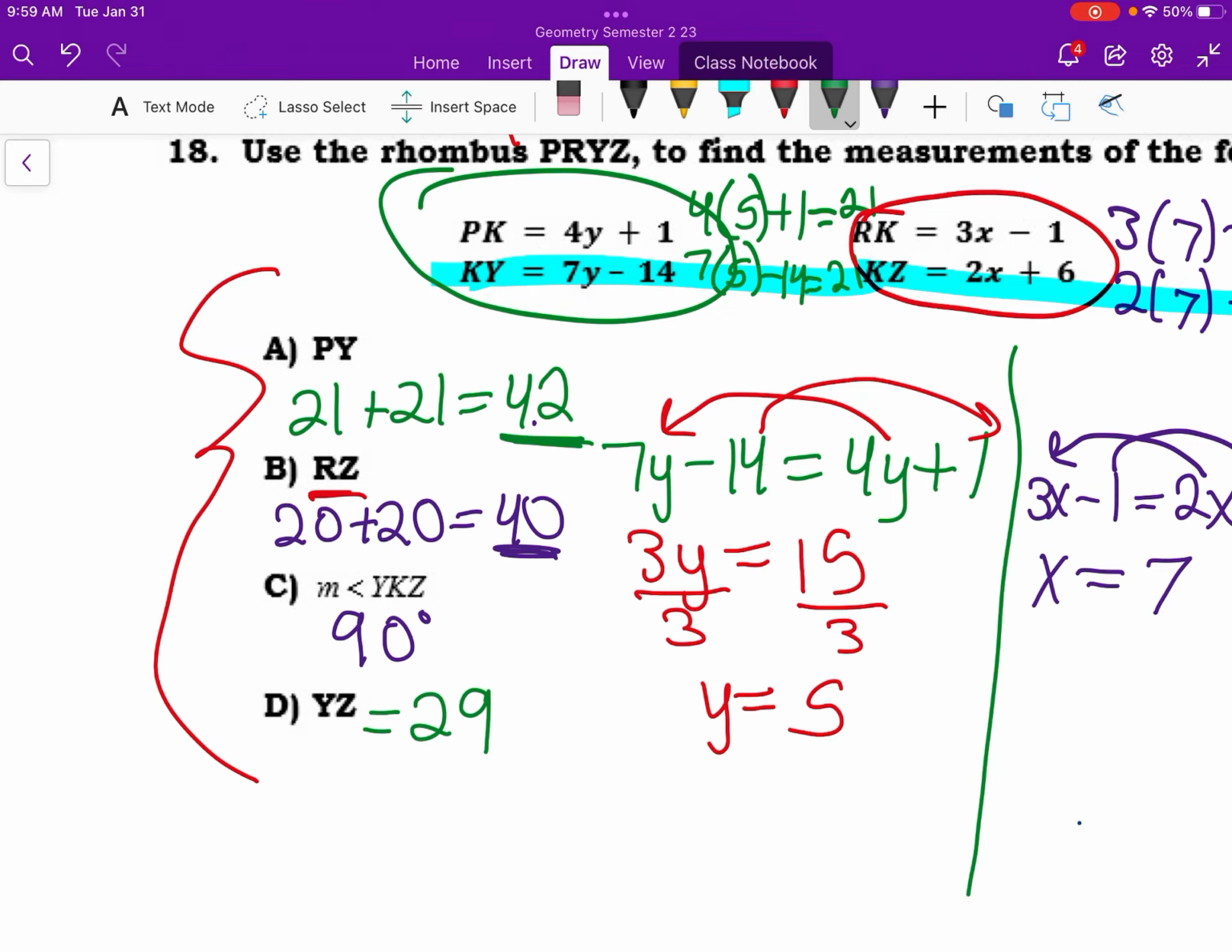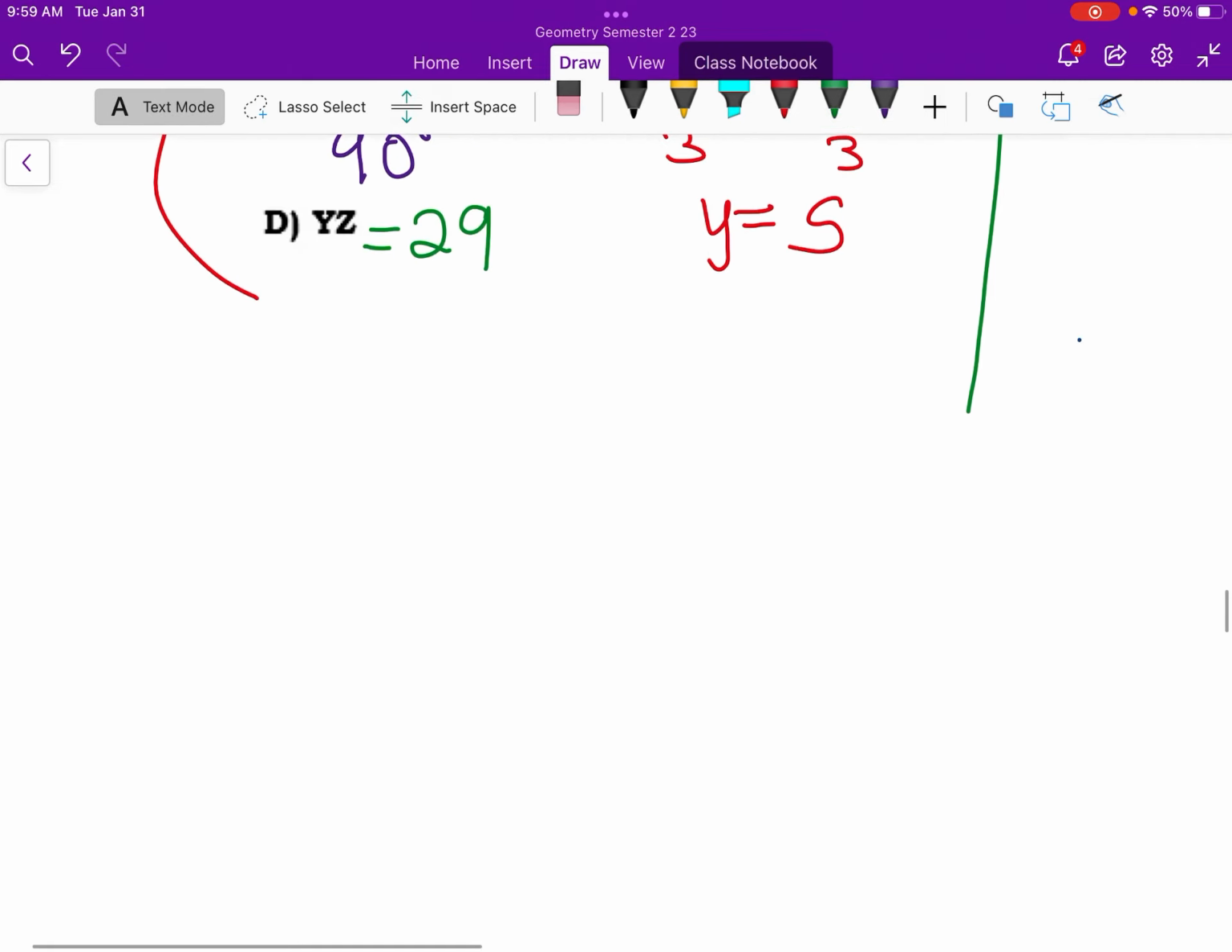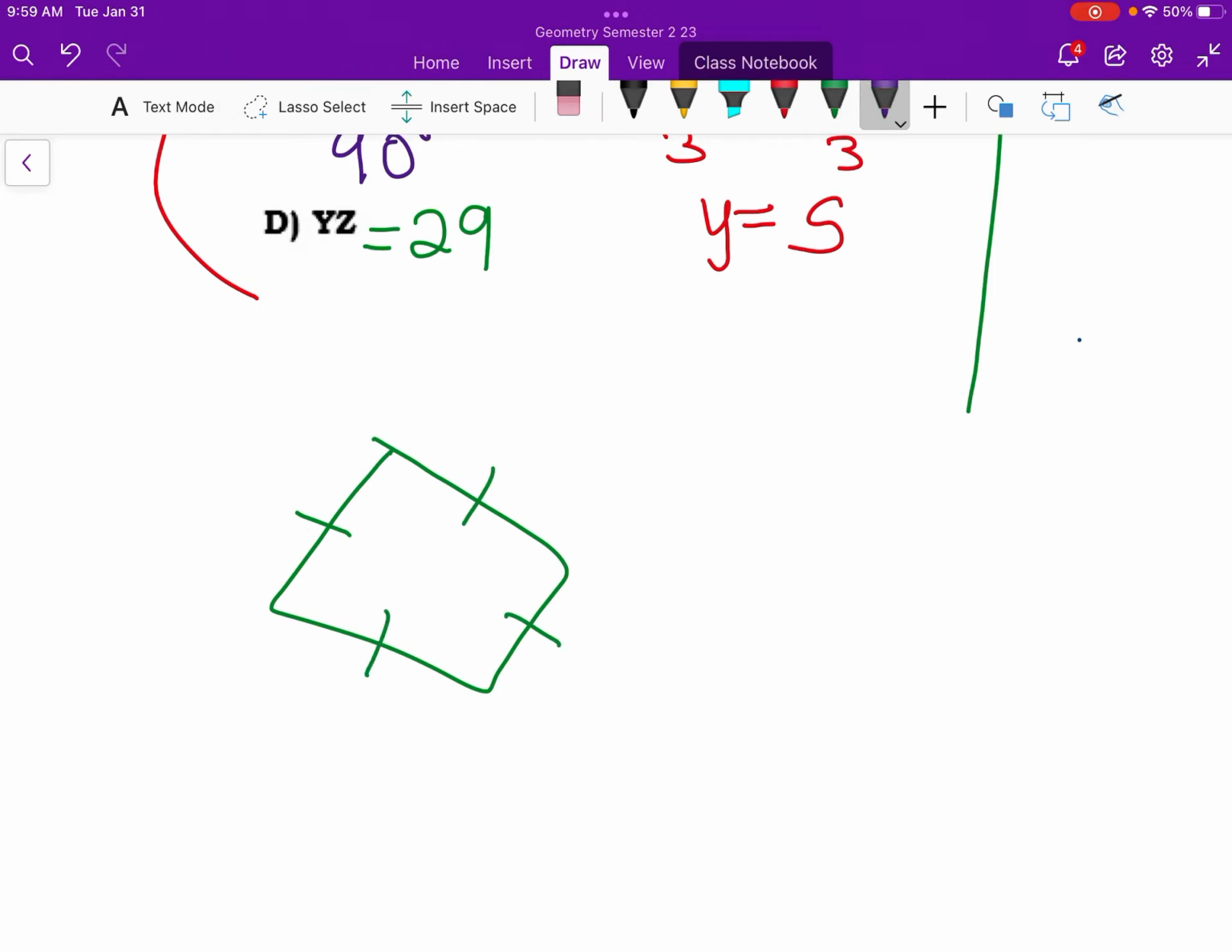Okay? So to reiterate, in a rhombus, all the sides are congruent. The diagonals create a 90-degree angle. So then you're going to have some Pythagorean theorem. And the diagonals bisect and make those corner pieces cut in half.